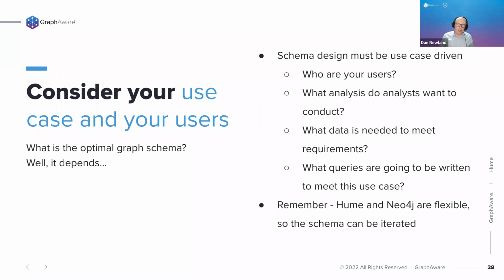Remember, with Hume and Neo4j, the schema is flexible and can be iterated. So you can start with something simple, and then if you find that your queries aren't running efficiently and effectively, you can make tweaks to that schema very, very easily. There's a lot of flexibility available in both Neo and Hume to do that.